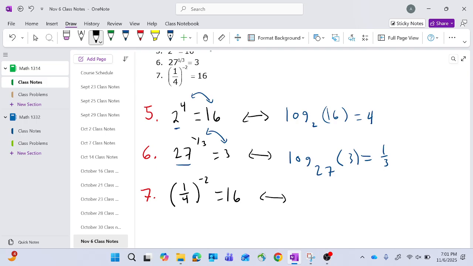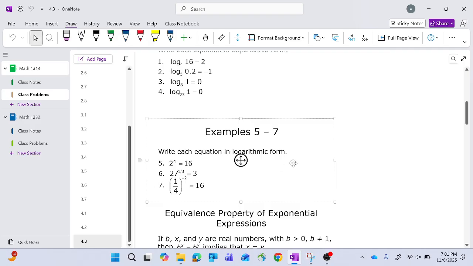So (1/4) to the -2 equals 16. Again, base of the exponent becomes base of the log. So log of 1/4. You flip these two. So log base 1/4 of 16 equals -2. Everyone with me, guys? Ready to keep going? All right, let's keep going.